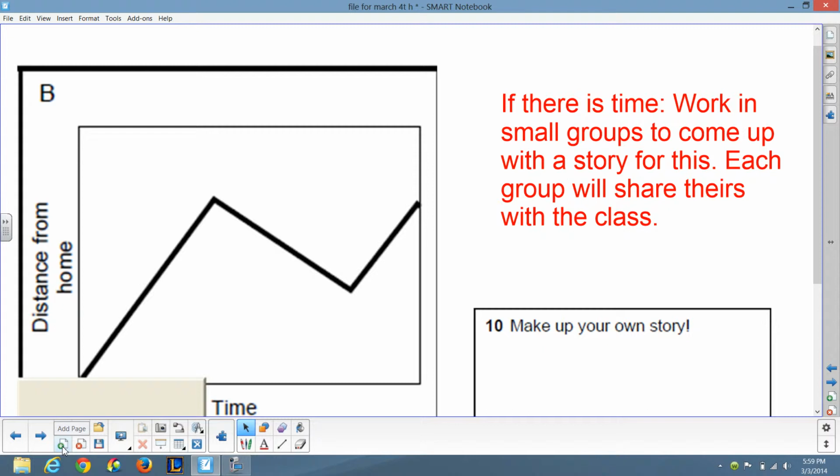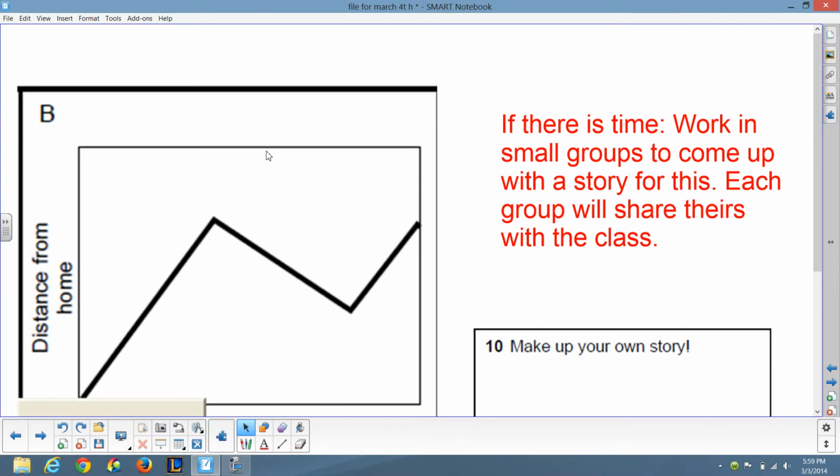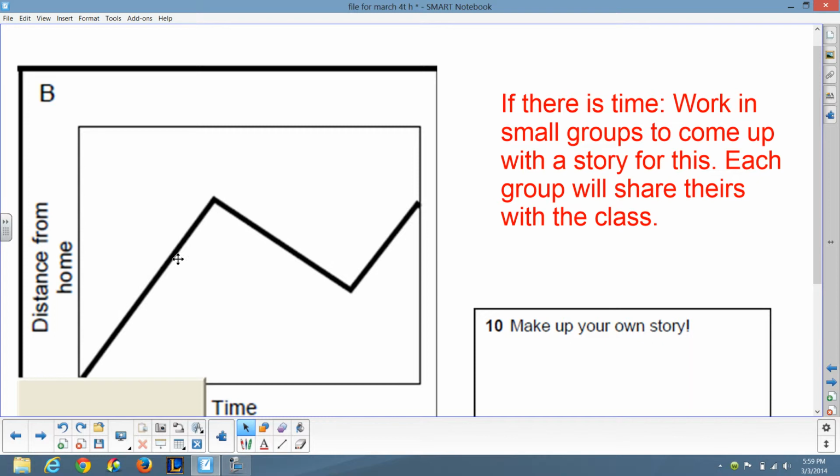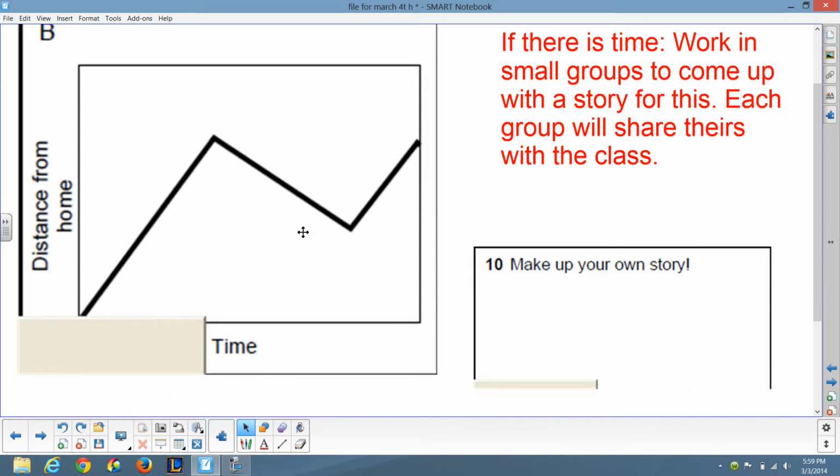Alright, now again, if you need to go back and look at any of those, you can rewind the tape a little bit. We're going to have another pause soon. Depending on how much time you have left in the class, what I'd like you to do is work in small groups to come up with a story that would match this particular graph. Alright, you're going to work in groups of 2 or 3. You're going to make up a little story similar to the ones that you just read, and then you're going to write that down, and then the substitute will have you share those with the class.